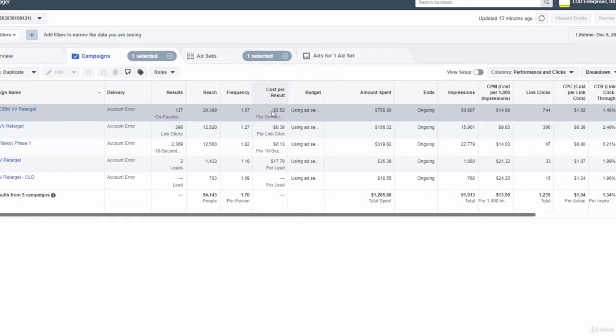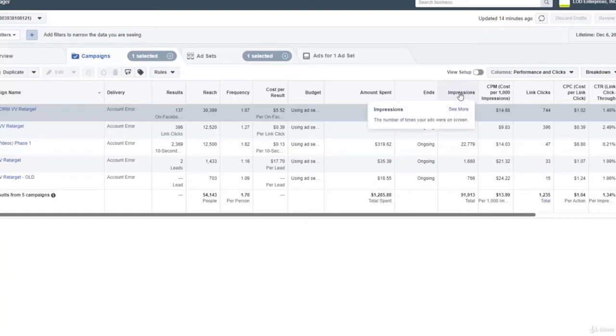Cost per result here, this is essentially the cost per our campaign objective. So for here, this was a lead generation form, and for each lead, it cost us $5.52. And then for each click here, it was 39 cents. And for every 10-second view, 13 cents. And this one here, for every lead was $17.70. And then here on the budget, pretty self-explanatory. We're using the ad set budget, and then the amount spent here. This is how much we spent for each campaign: $756, $156, $319. And then here's the total spend through all of the different campaigns.